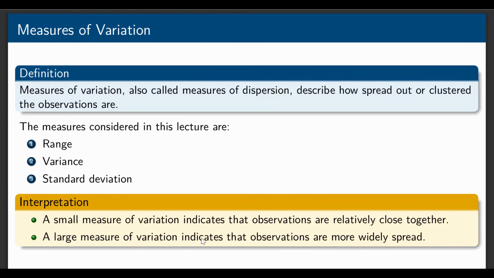So what then is a measure of variation? We also call them measures of dispersion. They describe how spread out or clustered the observations are. The measures to be considered in this lecture are the range, the variance, and the standard deviation. A small measure of variation indicates that observations are relatively close together, and a large measure of variation indicates that observations are more widely apart.